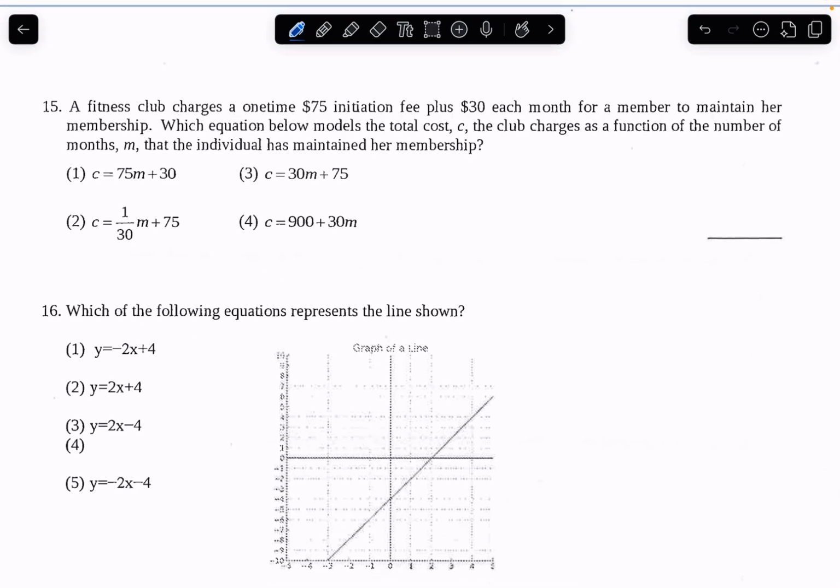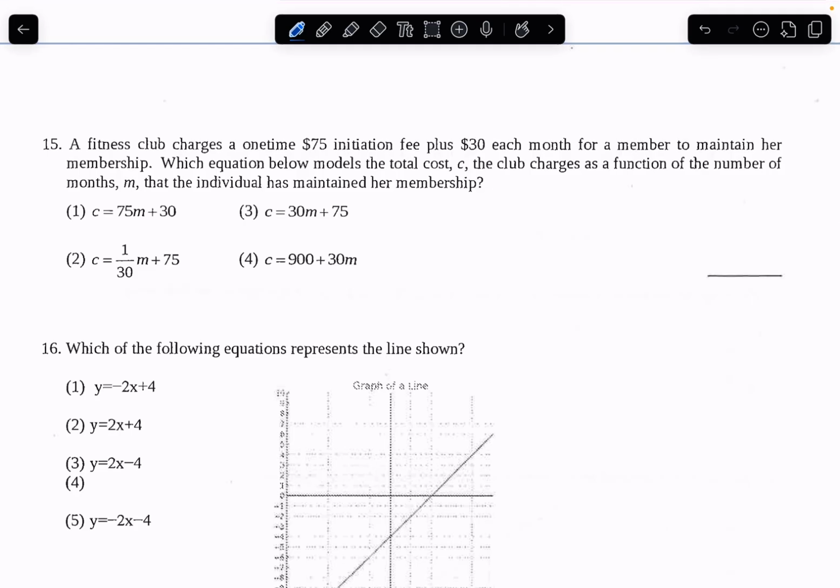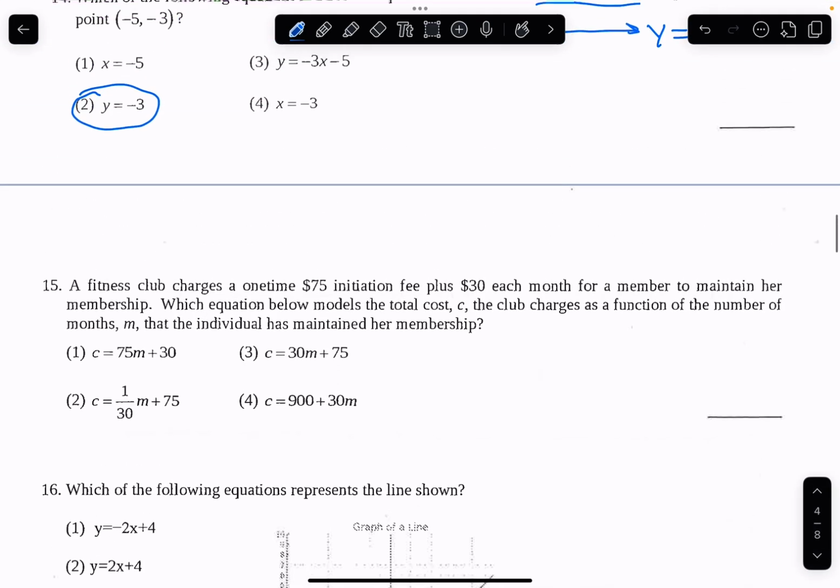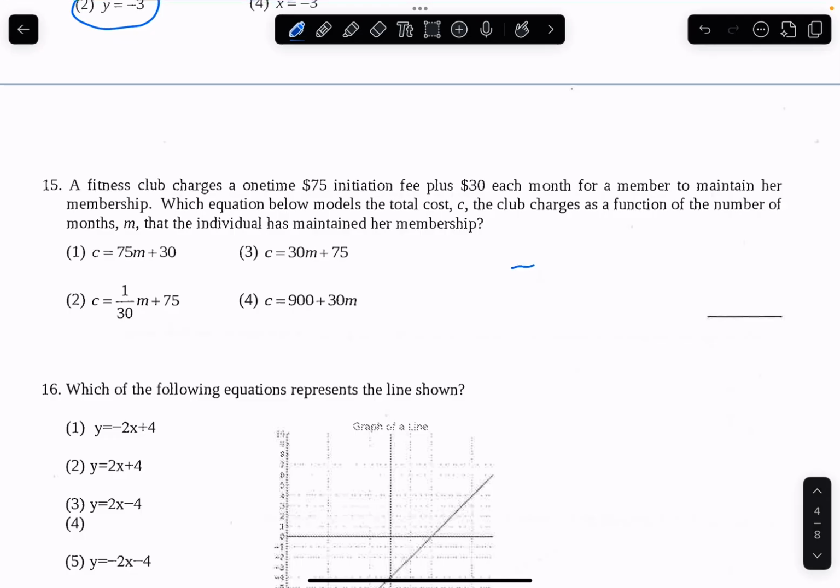All right, a few more. Number 15, a fitness club has a one-time fee of $75. All you Planet Fitness people out there, right? And it's $30 each month, so it's 30 times m, and that's the total cost. Okay, so this was choice 3.